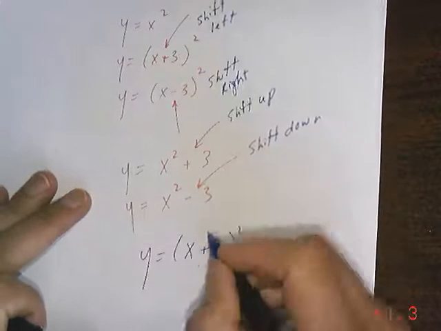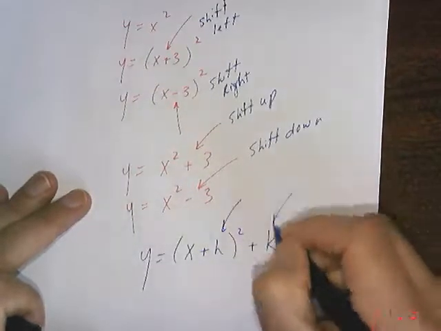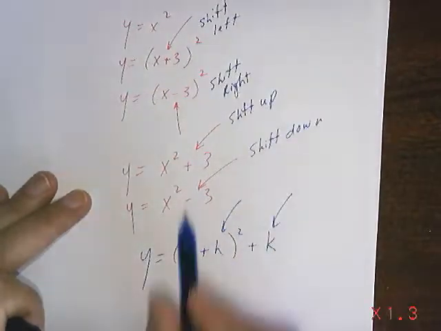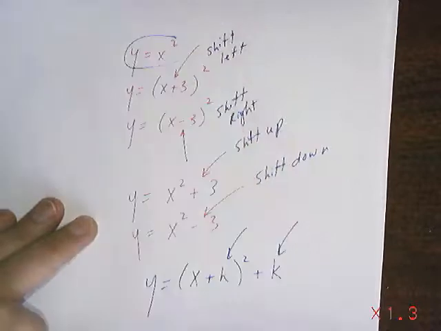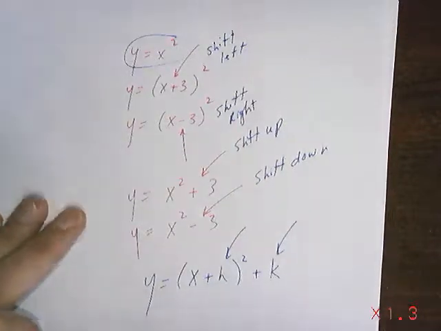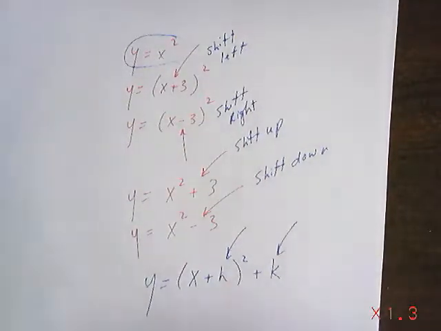So again, we're going to be looking at y equals (x plus h) squared plus k. And we're interested in what happens with these two values being added to y equals x squared. Now stop this video, go and do that on Desmos, and then come back and we will continue with the lesson.